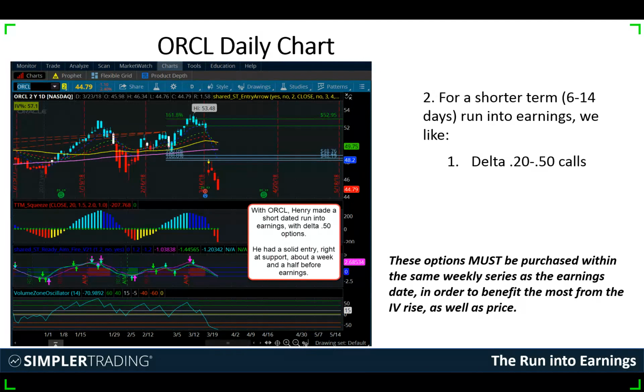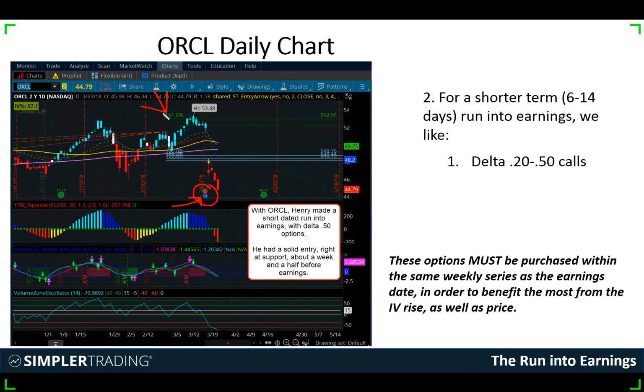All right. So, for example, this is a pretty good example of why you don't hold your calls through earnings. So here's an earnings report right there. Oracle is one of my favorites to do for the run into earnings. It typically gets a shorter dated run into earnings.